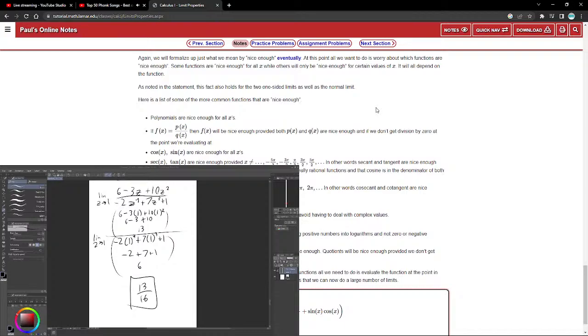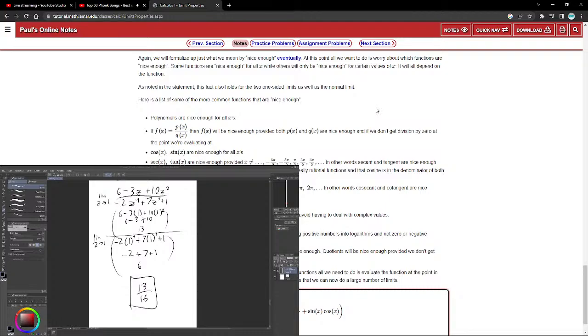Polynomials are nice enough for all x's. If f of x equals p of x over q of x, then f of x will be nice enough, provided p of x and q of x are nice enough, and if we don't get division by 0 at the point we're evaluating it. Cos x and sin x are nice enough for all x's. Secant x and tan x are nice enough provided that x does not equal the points where cosine is 0. In other words, secant and tangent are nice enough everywhere cosine isn't 0.